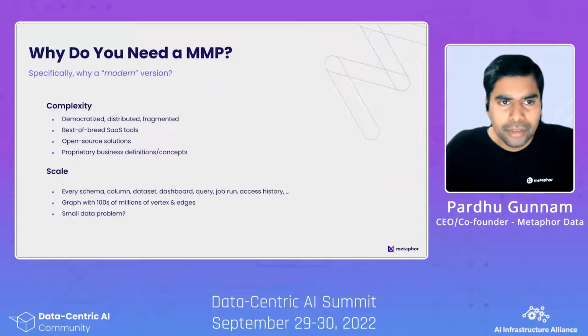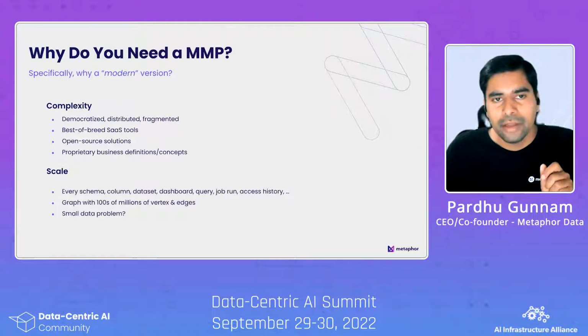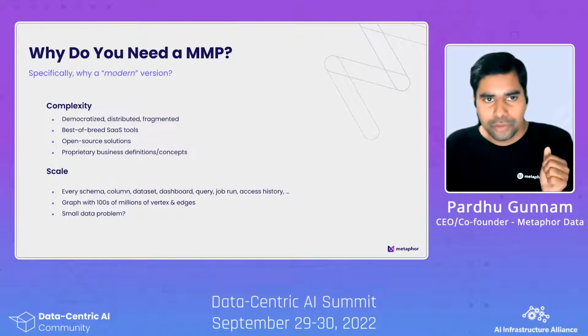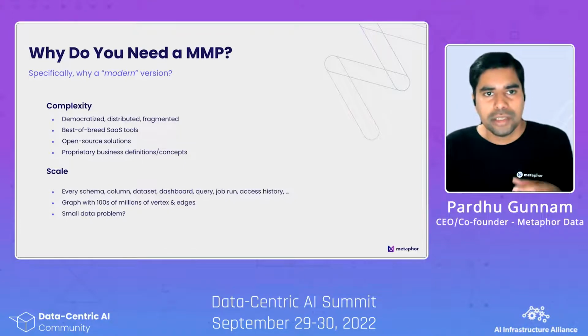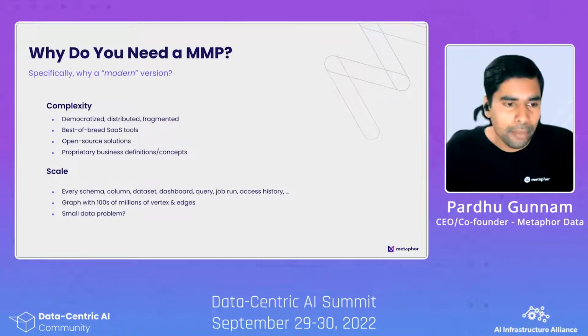Especially a modern version of it, right? Two reasons. I will talk briefly about the complexity and scale. In terms of complexity, every data system is evolving on its own, and it has its own democratization needs. It has its own model evolvement, and all these definitions and concepts, everything's proprietary. A lot of open source solutions. All this brought a lot of complexity in handling the metadata across any single system, and not just that, connecting it together into the metadata graph is quite complex.